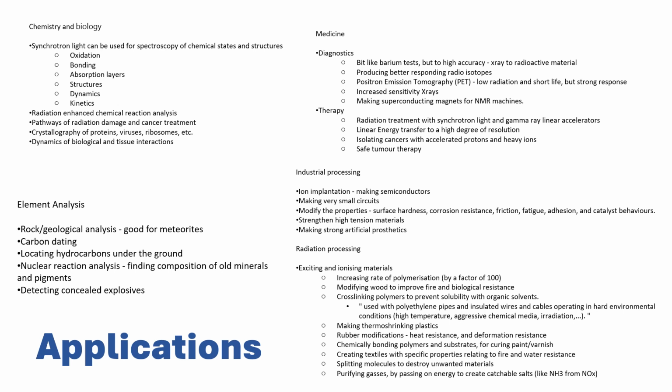Under industrial processing, we've got ion implantation for making semiconductors, making very small circuits, modifying the properties so that surface hardness, corrosion resistance, friction, fatigue, adhesion, and catalyst behaviors of materials, strengthening high tension materials, and making strong artificial prosthetics. Under radiation processing, more specifically exciting and ionizing materials, we can increase the rate of polymerization by a factor of 100. We can modify wood to improve fire and biological resistance.